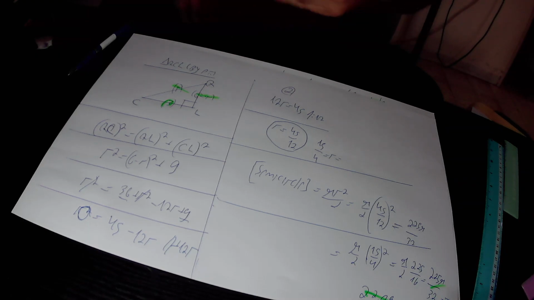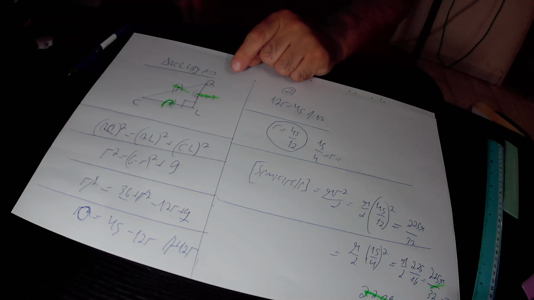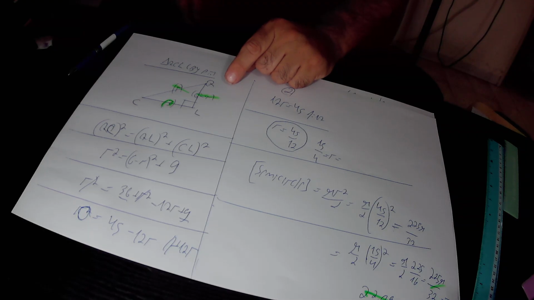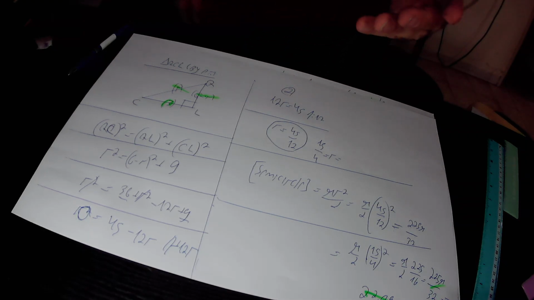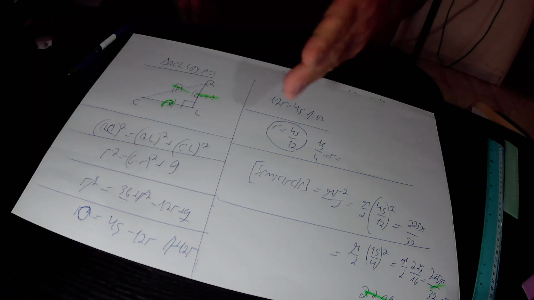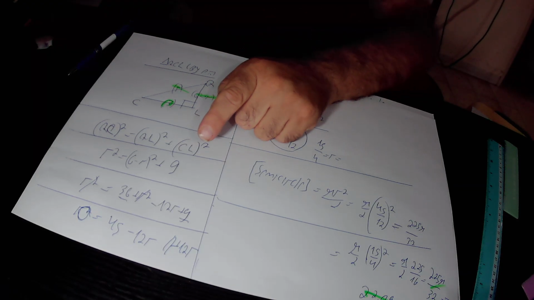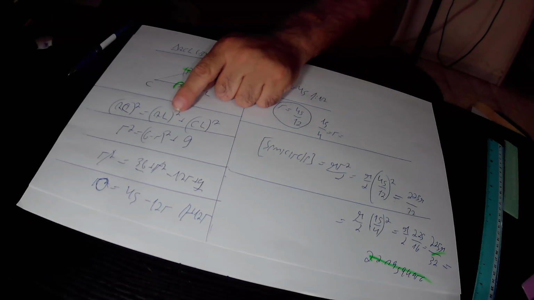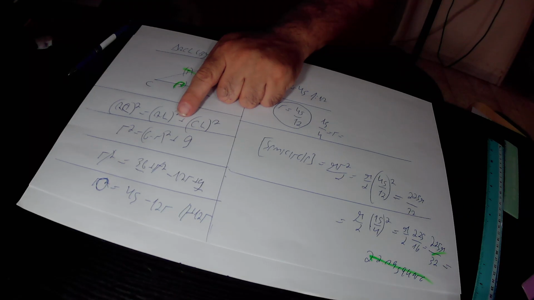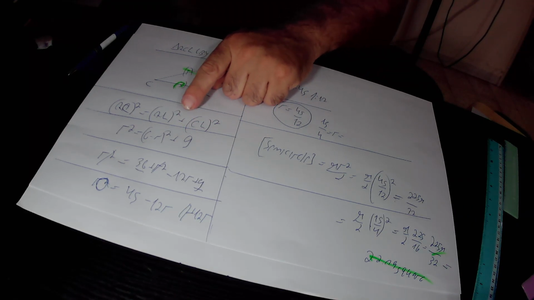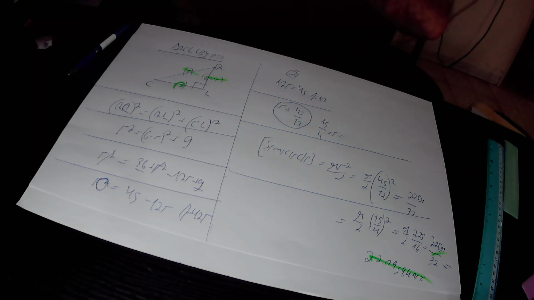QC is R, therefore QC squared is R squared, and it equals QL squared. QL is 6 minus R, therefore QL squared is (6 minus R) squared, plus CL squared. CL is 3, therefore CL squared is 3 squared, that is 9. So in total, R squared equals (6 minus R) squared plus 9. Here we open the brackets: (6 minus R) squared equals 6 squared, that is 36, plus R squared minus 2 times 6 times R, that is minus 12R, plus 9.